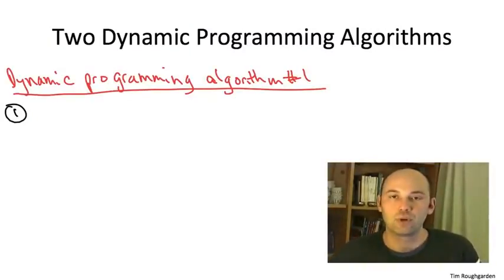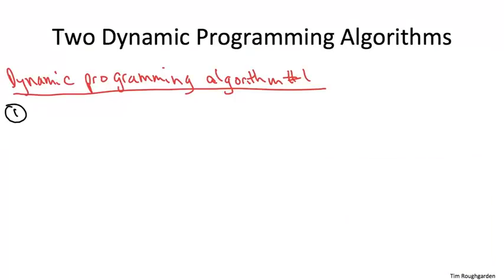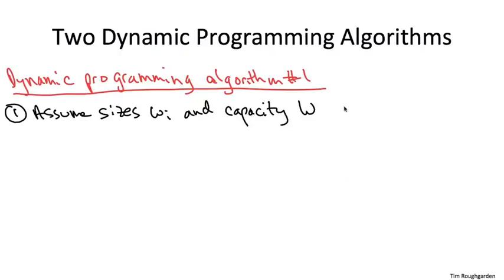Recall that in the knapsack problem, the input is 2n plus 1 numbers. There are n items. Each one has a positive value, vi, and a positive size, wi. Additionally, we're given a knapsack capacity, capital W. Back in the dynamic programming section of this course, we already devised an algorithm for this problem. That algorithm assumed that the item sizes were integral and also that the knapsack capacity is an integer.